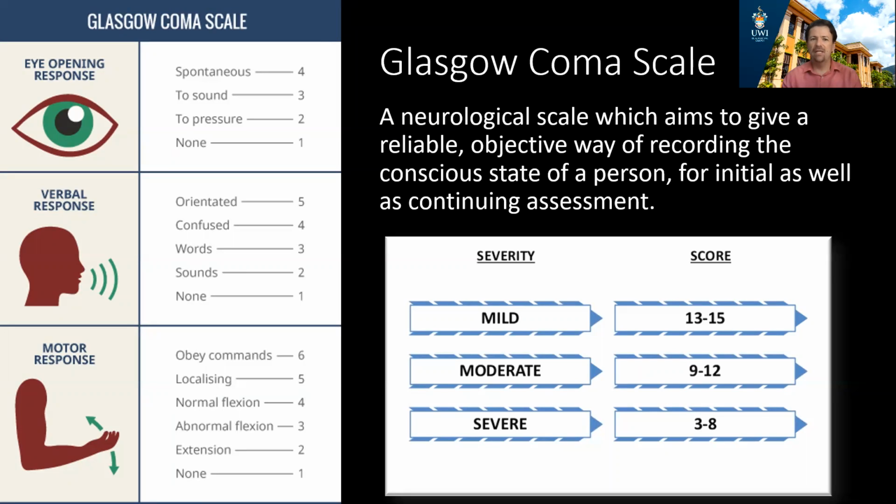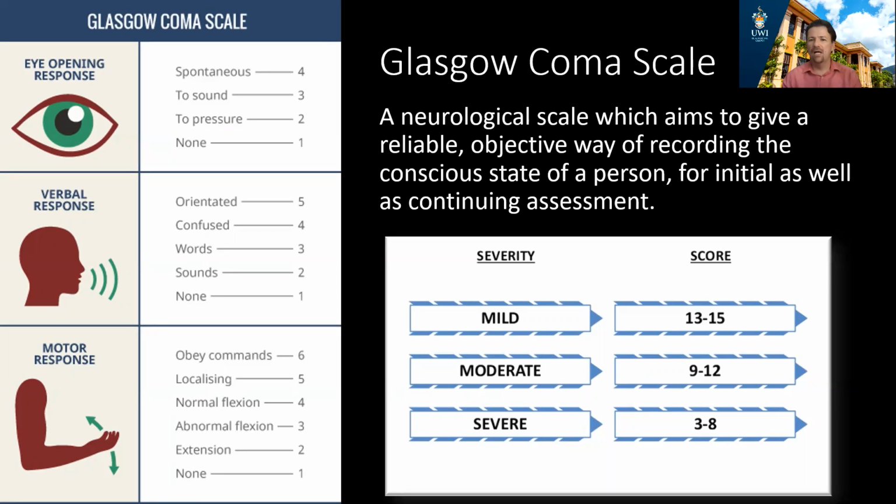Person is speaking in sentences, but they're confused and they're not sure where they are. And finally, arriving at a place where they're oriented and they're very clear and they're able to communicate. And then the motor responses, there's absolutely no motor response. Then they have extension responses, abnormal and normal flexion responses, and finally they can obey commands.